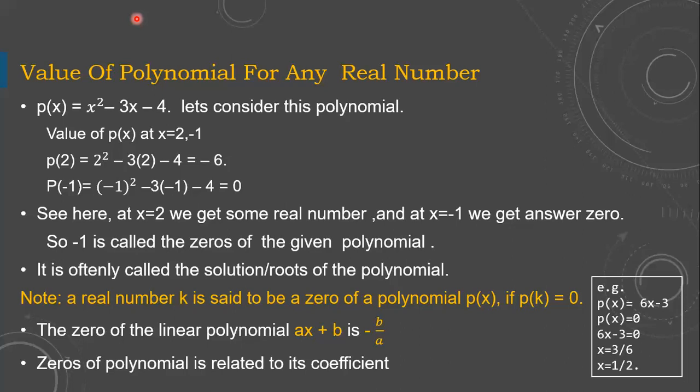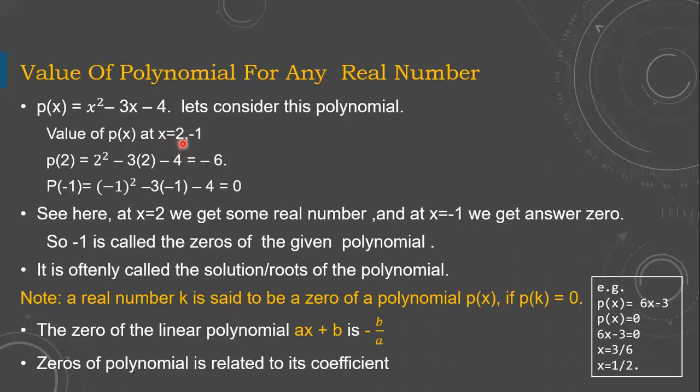For understanding this topic, let's consider one polynomial. I have considered here the polynomial p of x is equal to x square minus 3x minus 4. Now we'll find the value of this polynomial at two different real numbers. Let's take x is equal to 2 and x is equal to minus 1. First we will find the value of this polynomial at x is equal to 2.